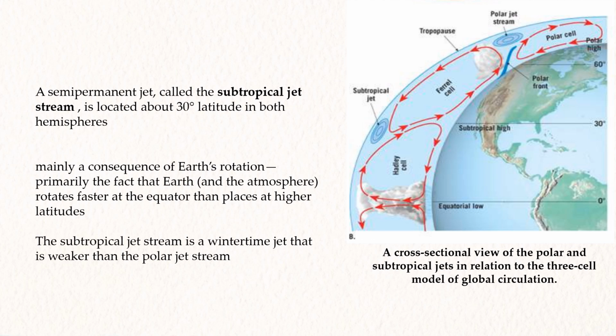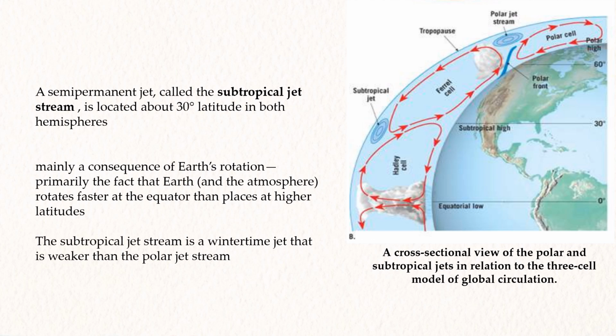So again, this is a semi-permanent jet, unlike the polar jet streams that are created mainly by the temperature differences, the steep temperature differences. The subtropical jet is mainly the consequence of the Earth's rotation, and it is weaker than the polar jet.